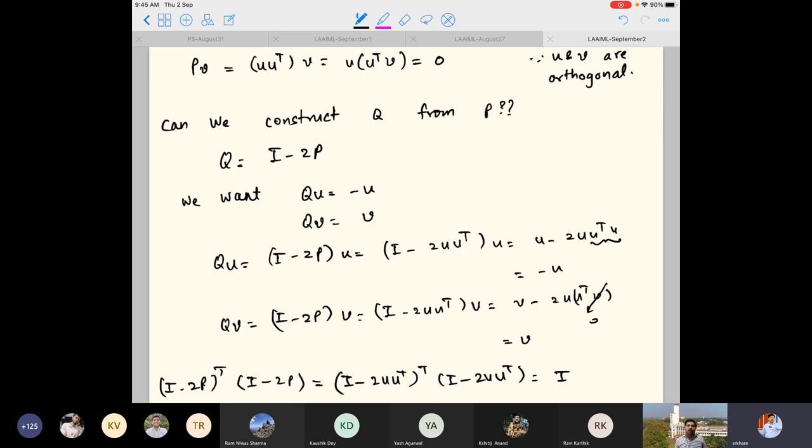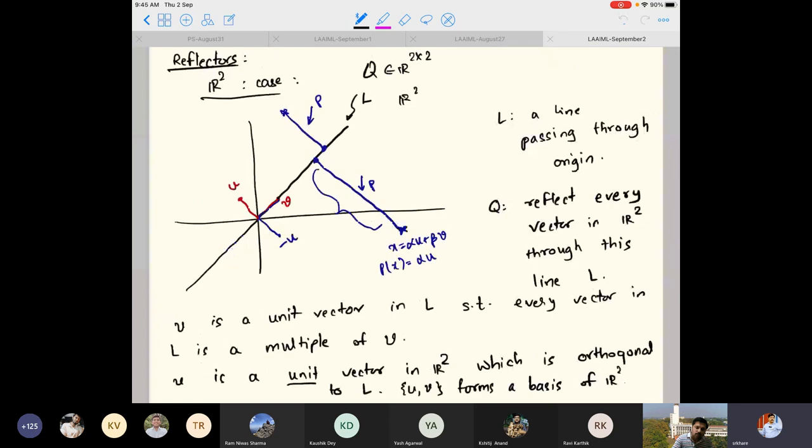So this matrix Q is basically a reflector, and it reflects every vector through a line L. What is the property of the line L? The property of the line L is first that it passes through origin, and that means that you are looking at a one-dimensional subspace of L.